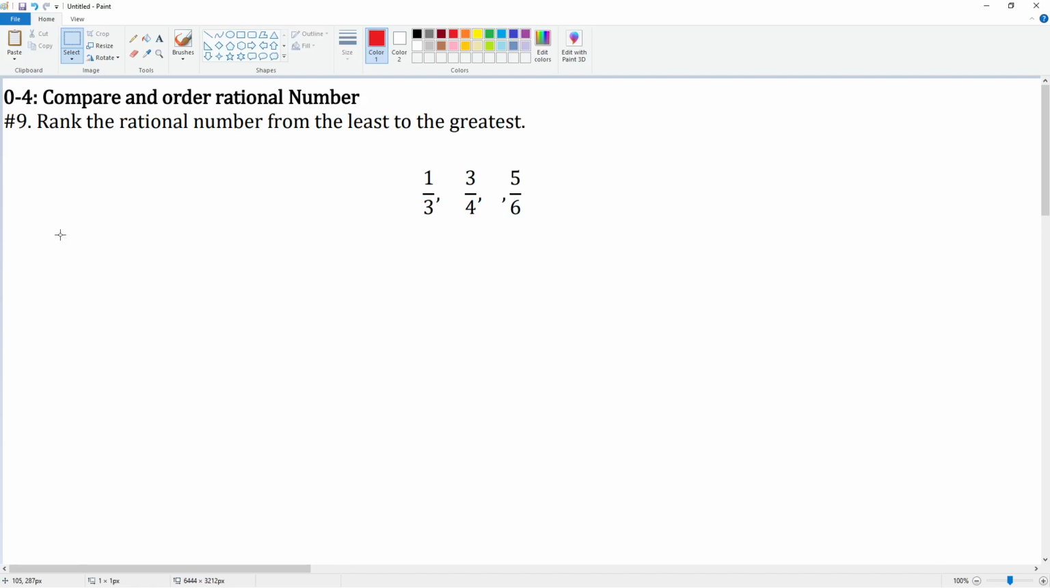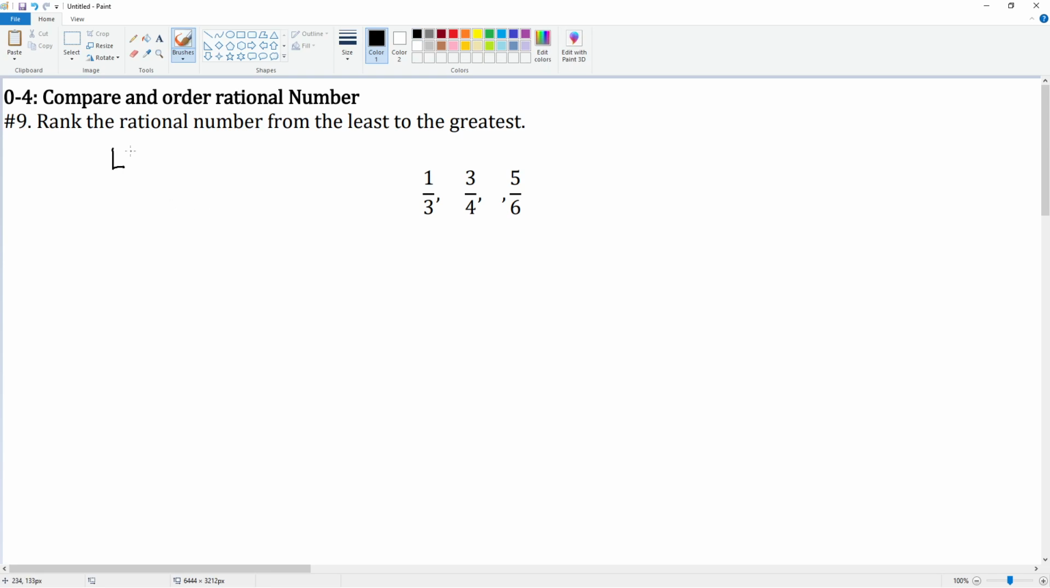You're going to rank the rational numbers from least to greatest. To rank these, you have to see which one is bigger and which one is smaller. 1/3, 3/4, or 5/6. Well, the difficult part about comparing these is that the denominators, or the bottom numbers of the fractions, are different. So what we have to do here is find the least common denominator.